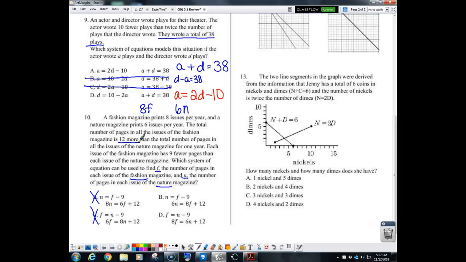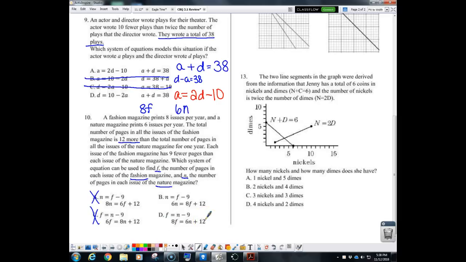If you read it back, all the issues of the fashion magazines is 12 more than the total number of pages in all the issues of the Nature magazine. So the fashion magazine has more, meaning we're adding 12 to the Nature. So that would be this down here. So 8F equals 6N plus 12. All right, so that's the one that makes sense.